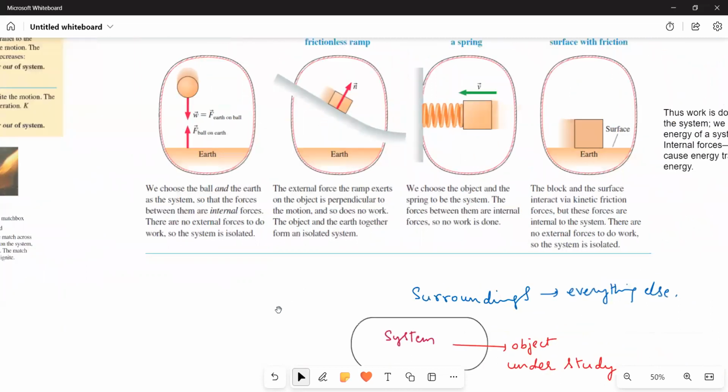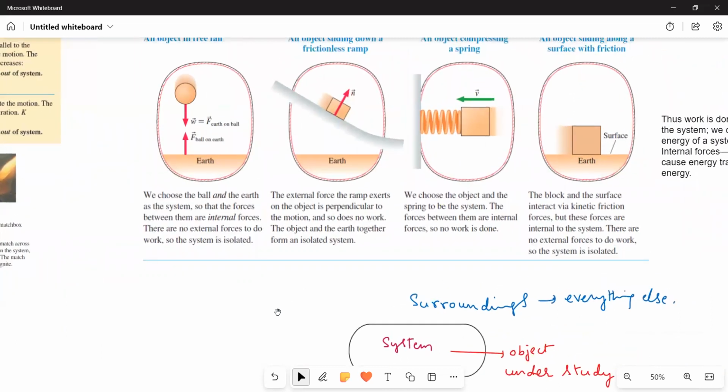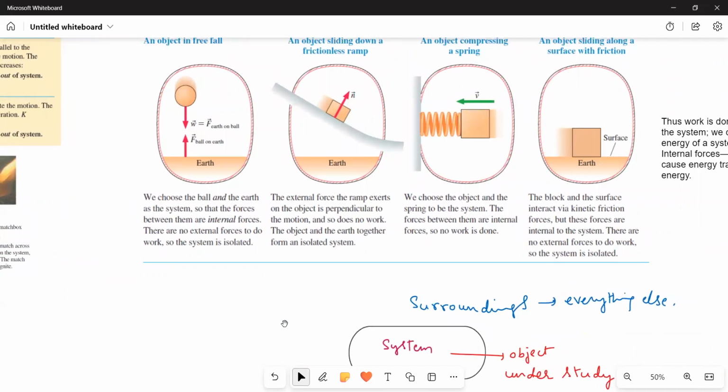Okay, and next I'm talking about the internal forces and external forces. Whatever the internal forces do, whether it is work or whatever it may be, that remains within the system.